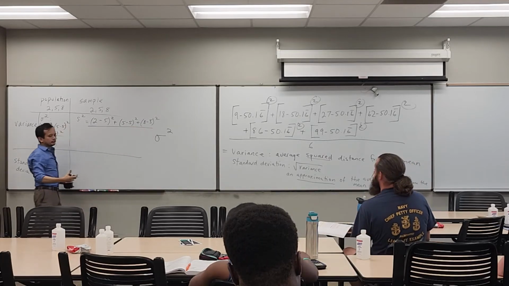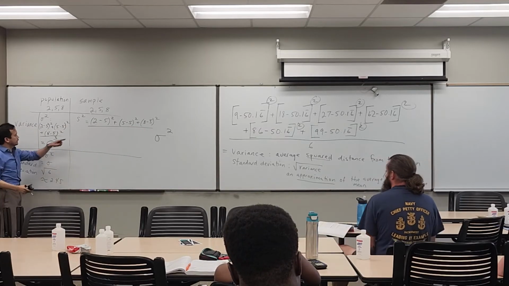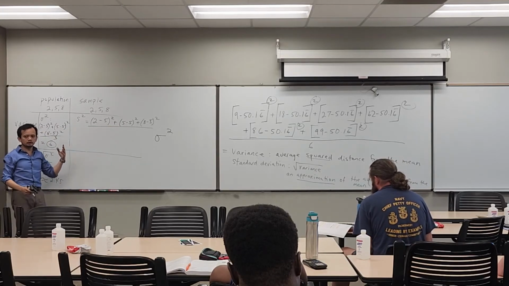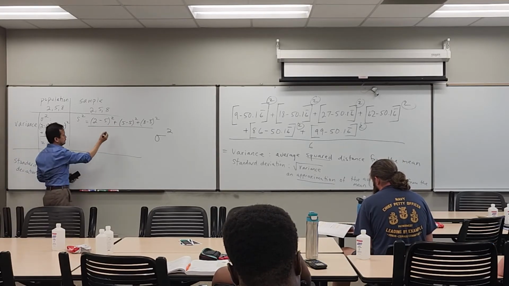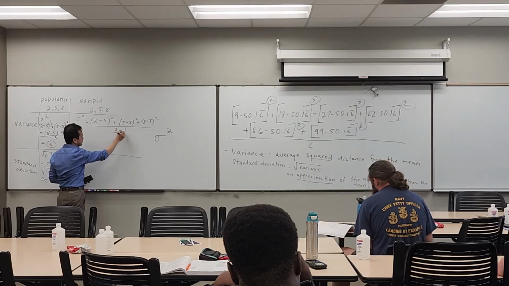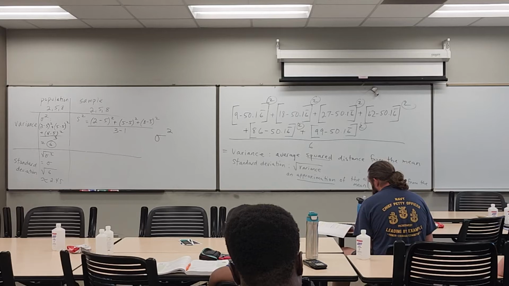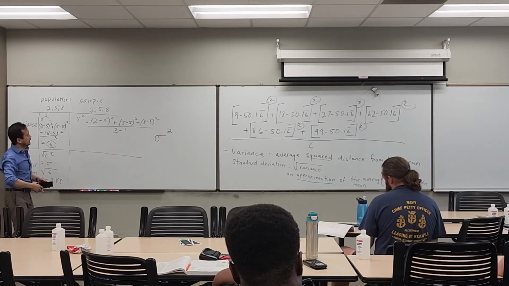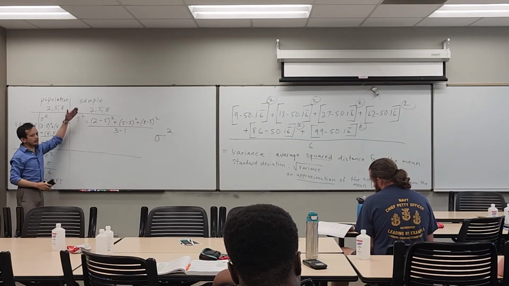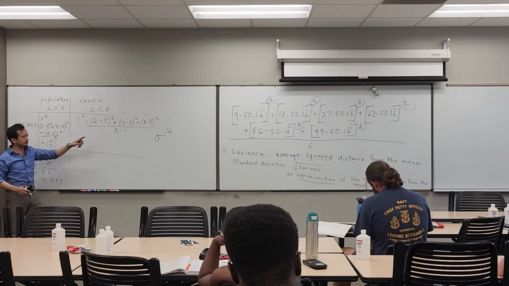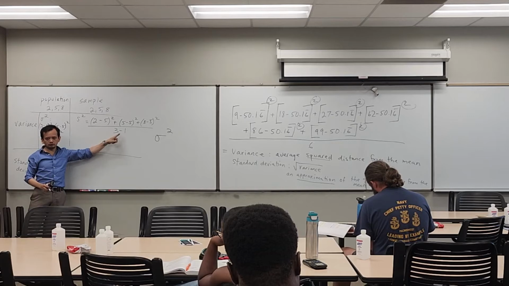But now there's going to be a big difference, because instead of dividing by the number of distances, 3 in this case, we're dividing by that number minus 1. So instead of dividing by 3, we're dividing by 3 minus 1. So that happens anytime you're calculating a sample variance or a sample standard deviation. You're going to be dividing by n minus 1 instead of just n.